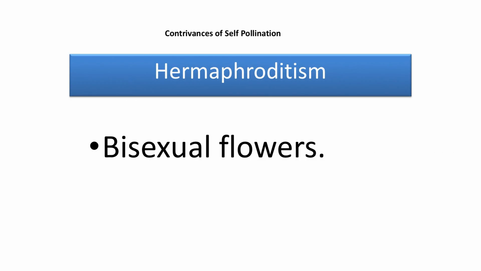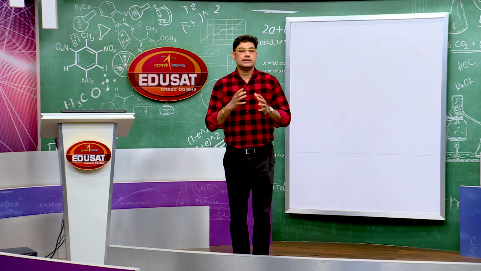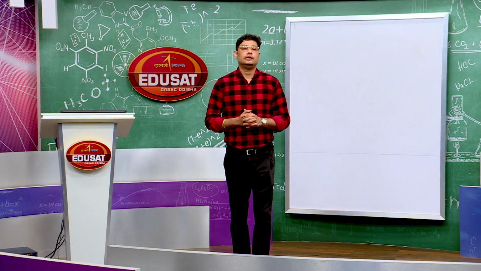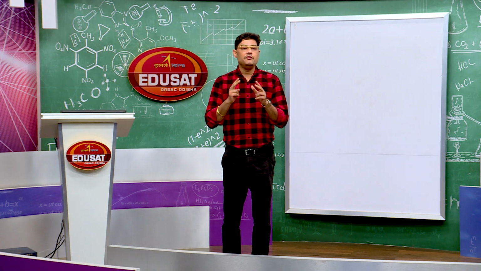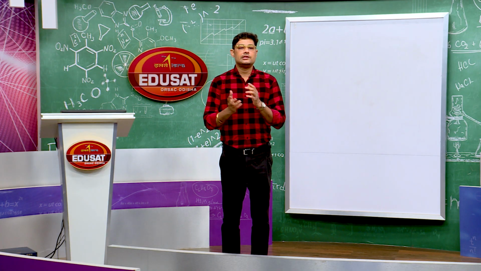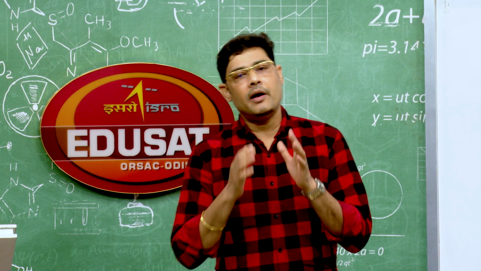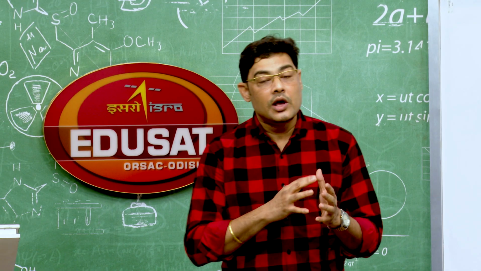Moving to the next slide, this is hermaphroditism. Hermes and Aphrodite are gods of Greek mythology. Hermes, as you know, is the god of wealth and the messenger, and Aphrodite is the goddess of beauty. Both are very beautiful, or one is beautiful and the other is very handsome. So that is called hermaphroditism or the hermaphrodite condition. Hermaphrodite condition means bisexual condition.